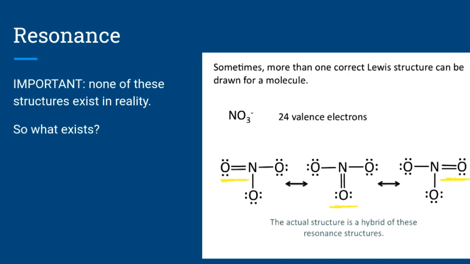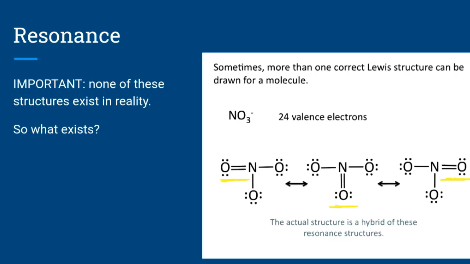Should I pick the one on the left? Should I pick the one on the bottom? Should I pick the one on the right? I don't know. What do I do? Well, here's the answer. What you're going to do is draw all three structures in order to equally represent each of the oxygens double bonded to the nitrogen. And this is called resonance.